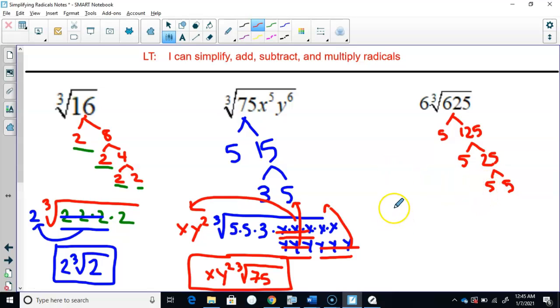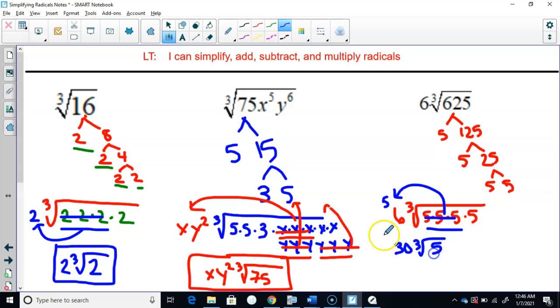Okay, again, I like to rewrite it to stay organized. So I have a 6 times the cubed root of 5 times 5 times 5 times 5. All right, ladies and gentlemen, remember what I'm looking for: groups of 3. I have one group of 3, which is a 5, okay? I get to bring that outside, and this is gone now. When that comes outside, I have this other number here. What do I do with it? Remember, anything on the outside, we multiply those together. So 5 times 6 is 30. 30 times the cubed root of 5.